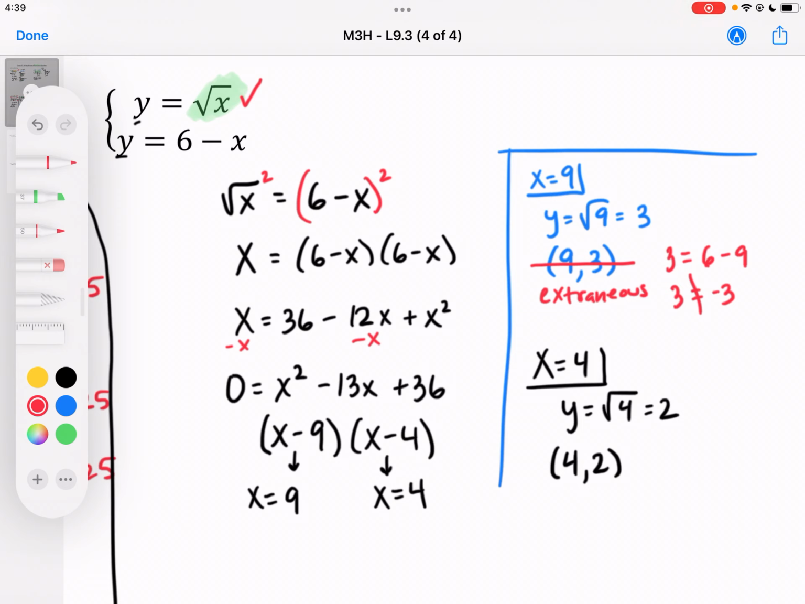And then we'll do the same thing for the 4. So I'm checking the bottom equation. So 4 is equal to 6 minus 4. Sorry, 2 is equal to 6 minus 4. I keep saying the wrong thing. And 6 minus 4 is 2. So this one does work, and you keep it. That is the solution. Oh, wow, very nice.